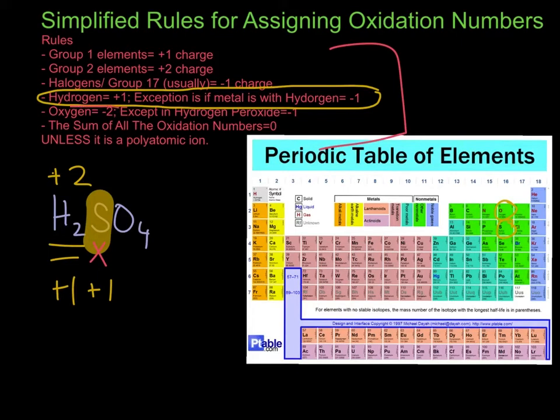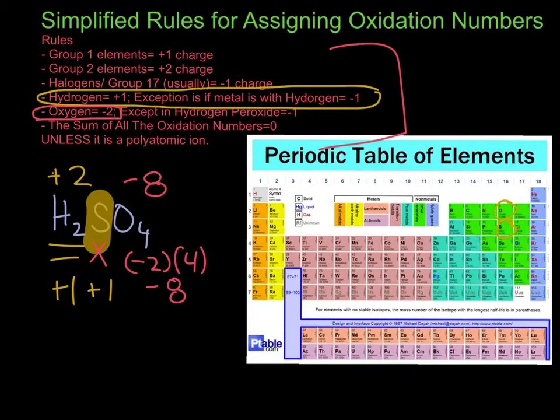So we know oxygen is a -2 unless it's with hydrogen peroxide. And it's not, once again, so it's going to be -2. But since we have 4 atoms of it, we can times it by 4. So that'll give us -8. So it has a -8 charge.